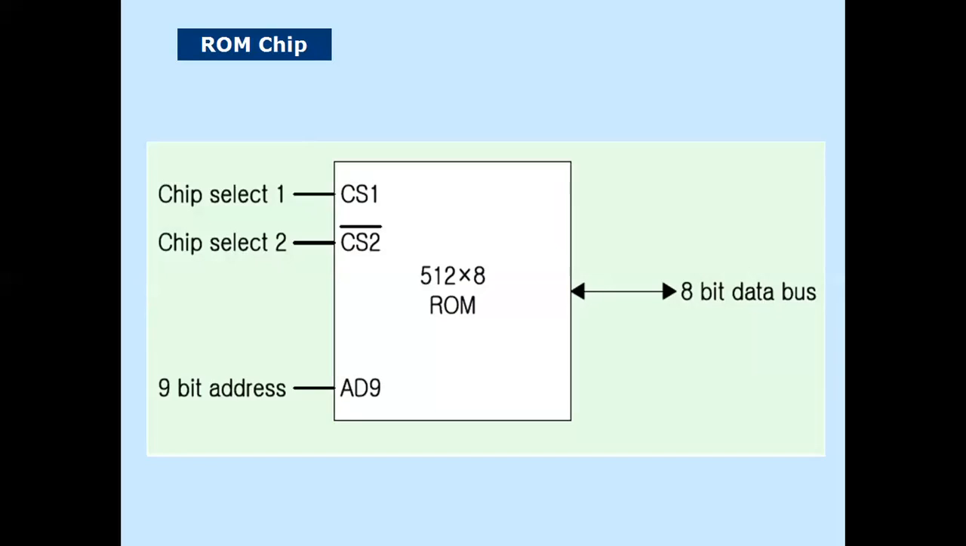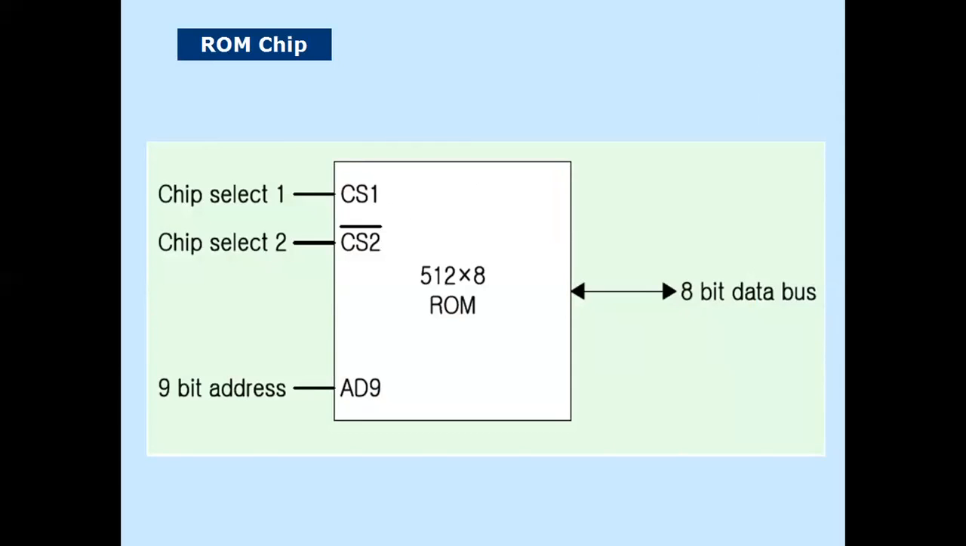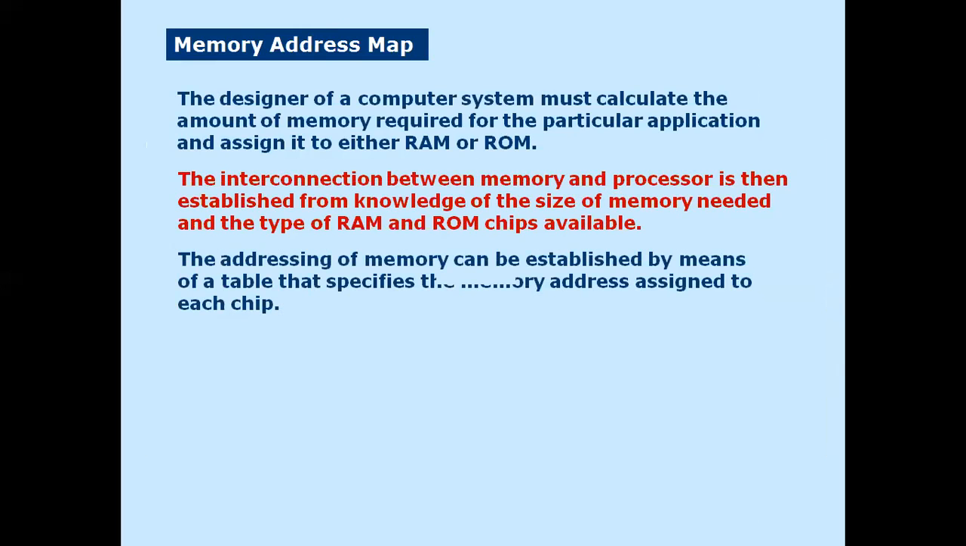So far, are you clear with the two concepts, memory hierarchy and the RAM and ROM chips? Yes, sir. This one is simple. If you know the block diagram, then you can draw and explain it on your own. Whatever you have understood, you can explain for this RAM and ROM. The next one, as I told you, is the memory address map.